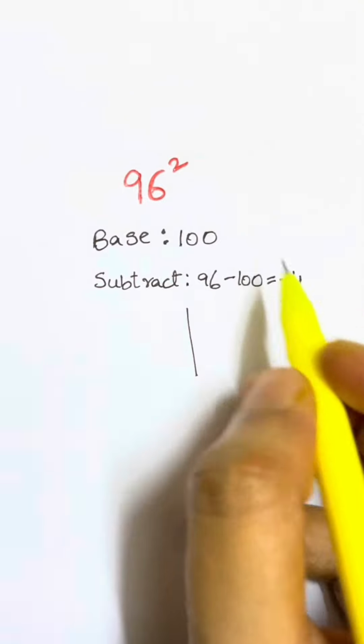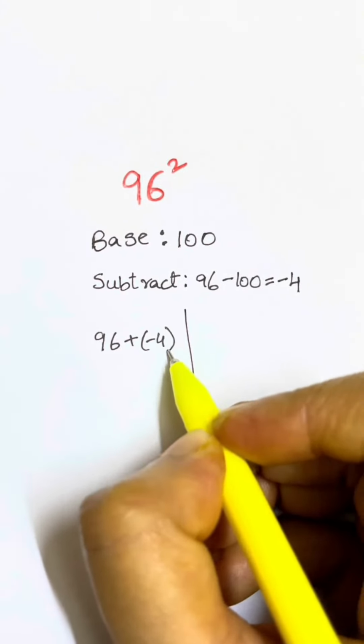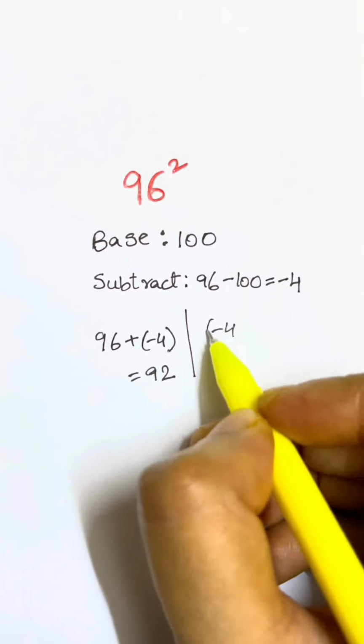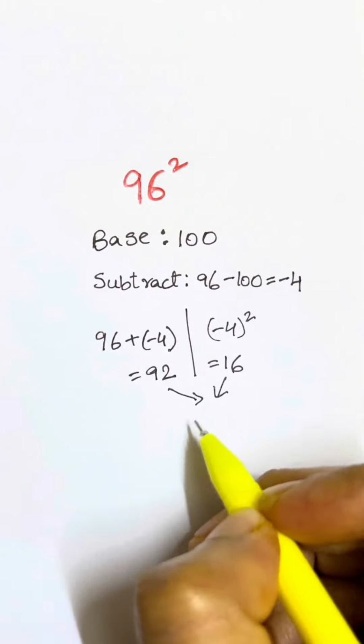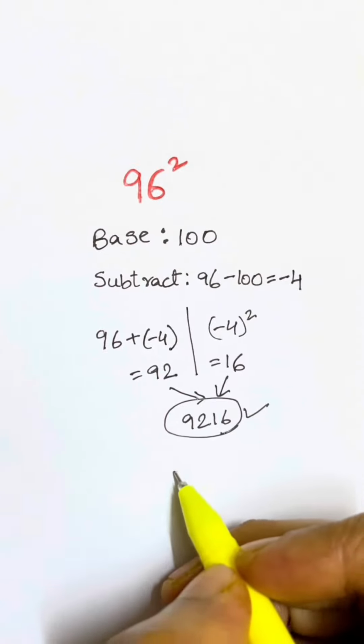The left hand side will be the sum of the squared number and the difference of the squared number and the base. So that's just 92. And on the right side we square the number negative 4, that is 16. And as the base has 2 zeros, you can have a double digit on the right hand side. So your answer is 9216.